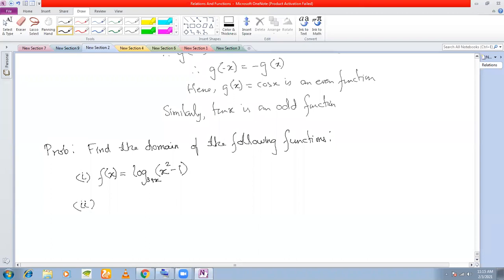The next function that I would like you to do here is f(x) is equal to sine inverse of log x by 3 to the base 2. And the next one is f(x) is equal to log x plus 3 to the base 2 divided by x square plus 3x plus 2.